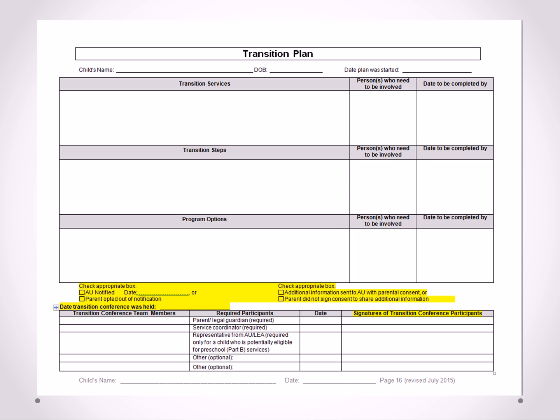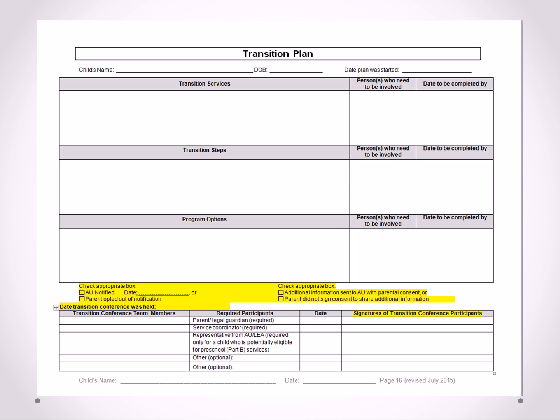Hey, Laura, this is Christy. I just want to clarify that there is no parent consent required to send over the notification to the AU. The parent only signs if they opt out of notification, and if you send additional information. So just want to make sure that everybody's clear about that. Thank you, Christy. I totally missed that.